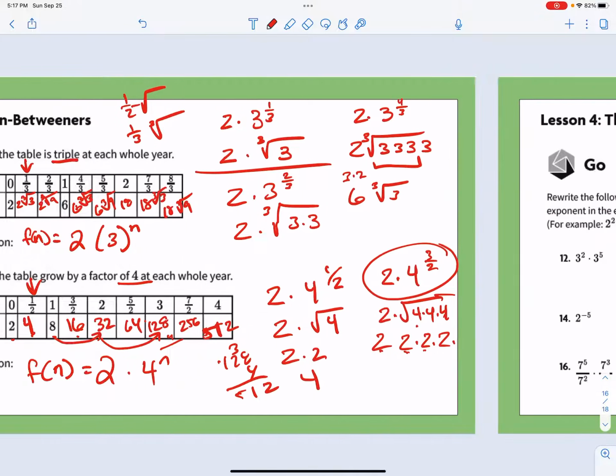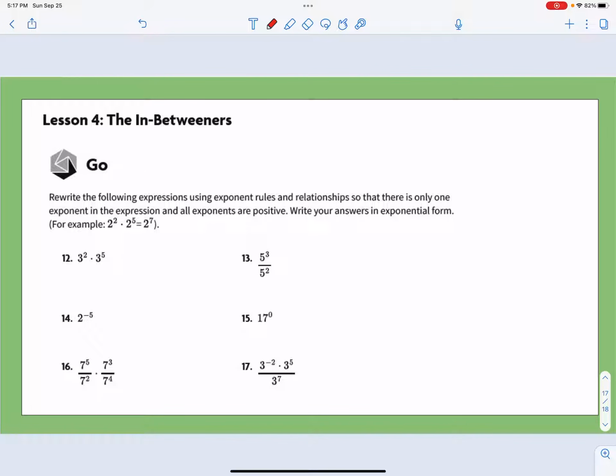All right, excellent. Going to the go section, our last section here. Rewrite the exponents using the rules you know. All right, bases are the same, so that stays the same. We're multiplying, so that means we're going to add the exponents. 2 plus 5 becomes 3 to the 7th power. Here we're dividing, and the bases are the same. So we're going to subtract, 3 minus 2 becomes 5 to the 1st power.